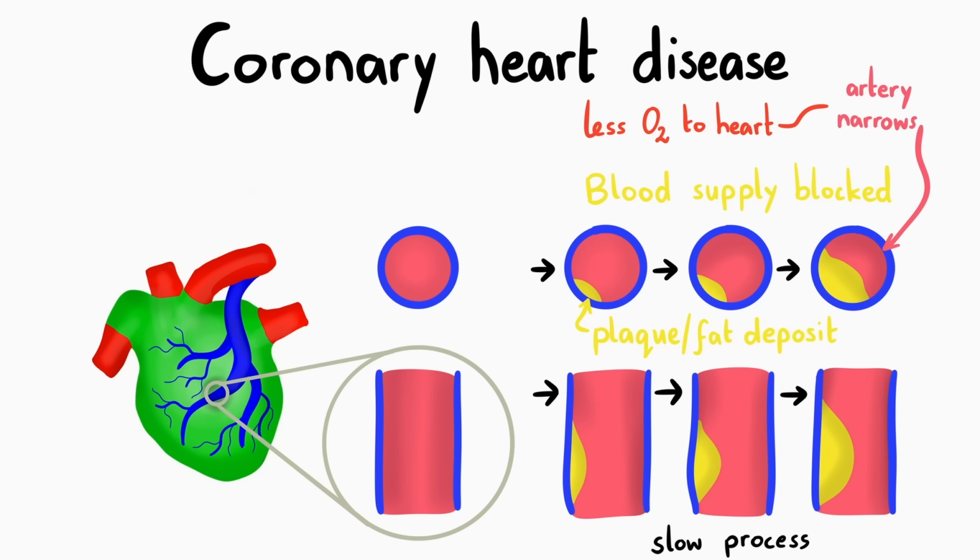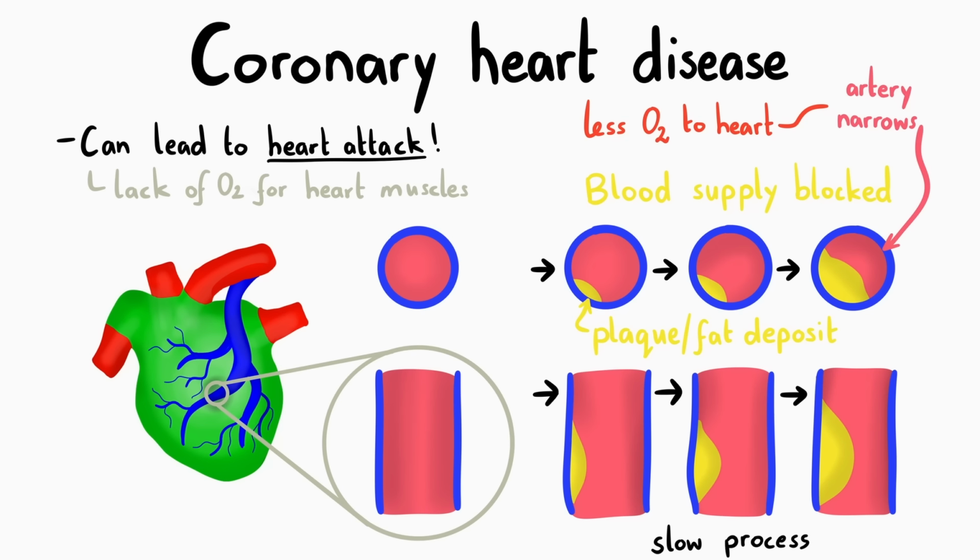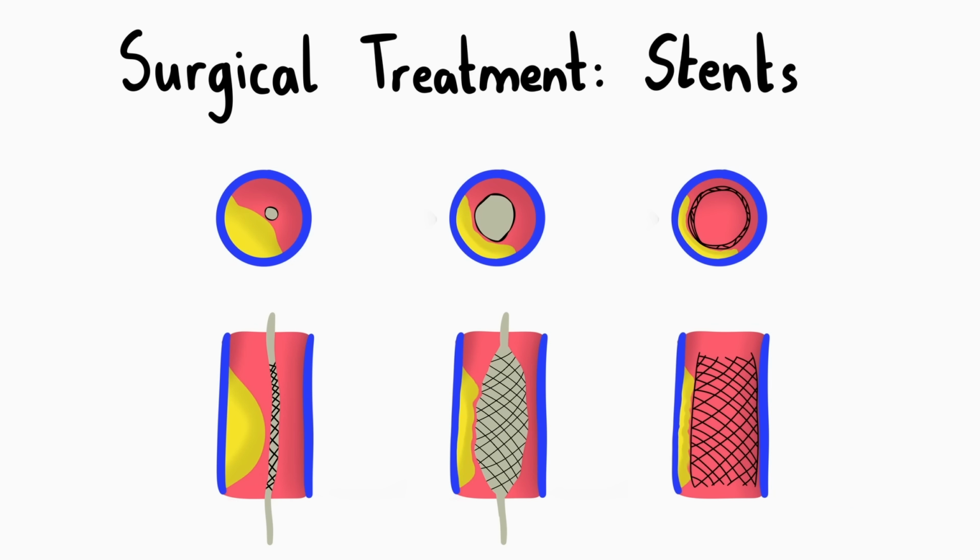As these fatty deposits increase over time, the space inside the arteries gets smaller and smaller. This means less and less blood can flow through to deliver oxygen to the heart muscle. If blood flow becomes severely restricted, a person may experience chest pain. In a worst-case scenario, if an artery becomes completely blocked, part of the heart muscle can die, resulting in a heart attack.